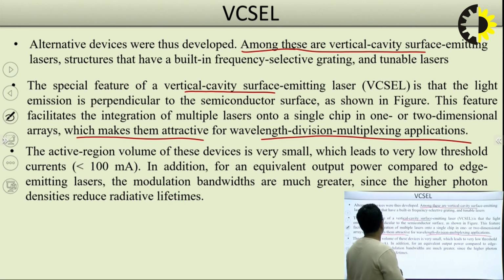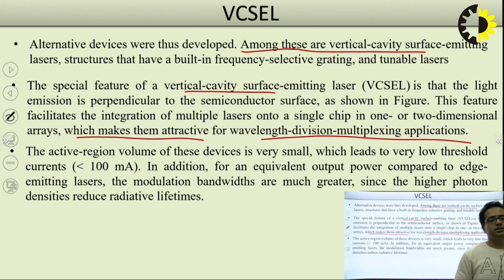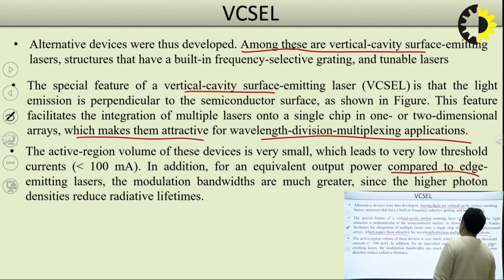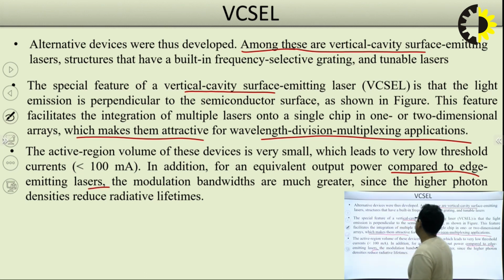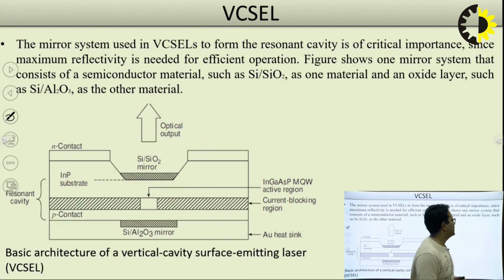Now the active region volume of these devices is very small, which leads to a very low threshold current, generally less than 100 milliampere. Apart from that, for an equivalent output power compared to edge emitting lasers, the modulation bandwidths are much greater, since the higher photon density reduces the radiative lifetime.